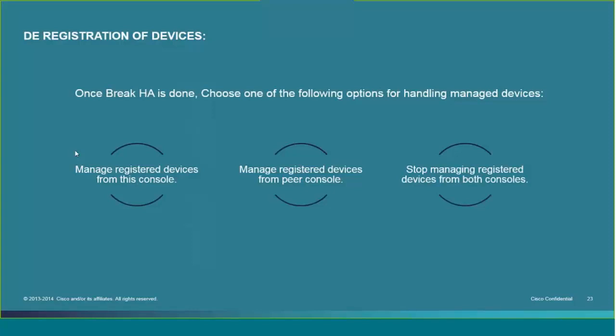So there are three options here. One is that from the unit in which you are breaking the HA, you can choose to manage devices on that console, or you can choose to manage the devices on the remote console, or you can stop managing the devices using both FMCs. So these are the three options. Depending on what we select, the devices will be deregistered from that corresponding FMC or will be deregistered from both the FMCs.